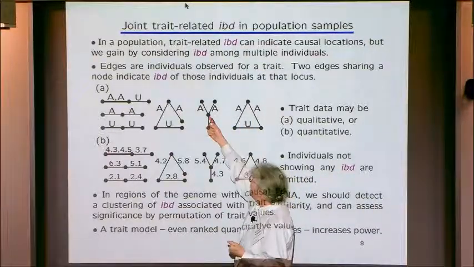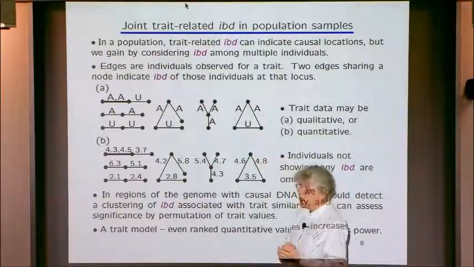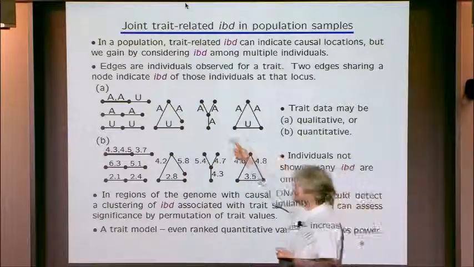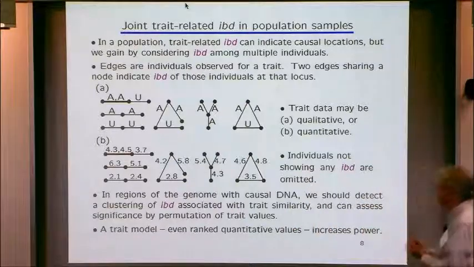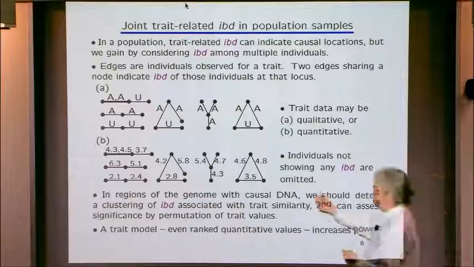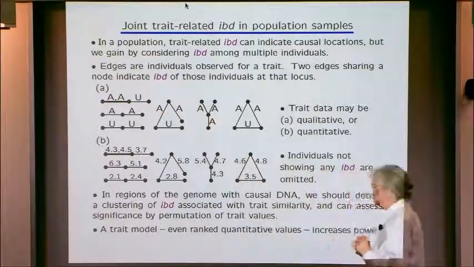Here we have three individuals who share one IBD node. Here you have three individuals who each share one with the other individual. If you just look at your data pairwise, there's no difference between those situations. But they obviously have very different structures and could have very different implications for the trait, depending on the architecture of the trait.